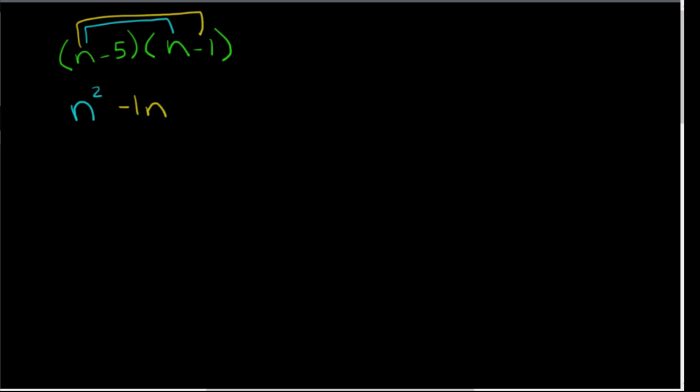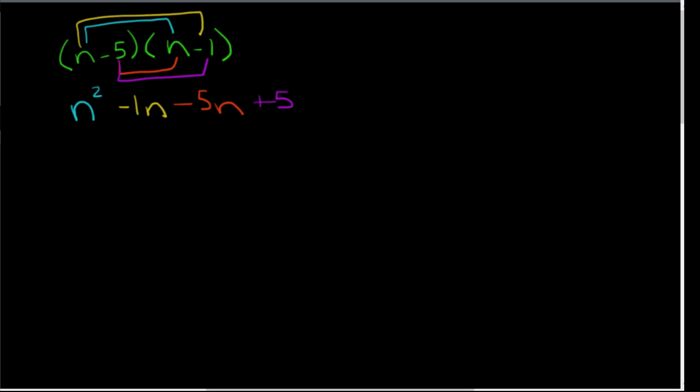Number 5. Number 5 says to multiply. We have n minus 5 times n minus 1. And if you'll recall FOIL, we do n times n, which is n squared. And then we're going to take n times negative 1, which is negative 1n. Negative 5 times n, which is negative 5n. And negative 5 times negative 1, which is positive 5.